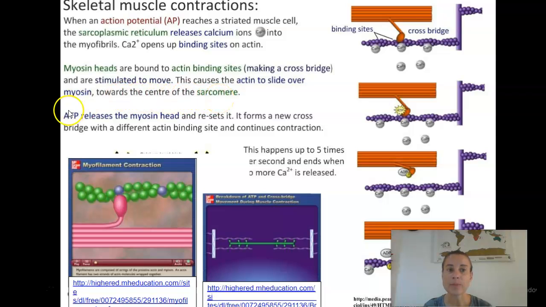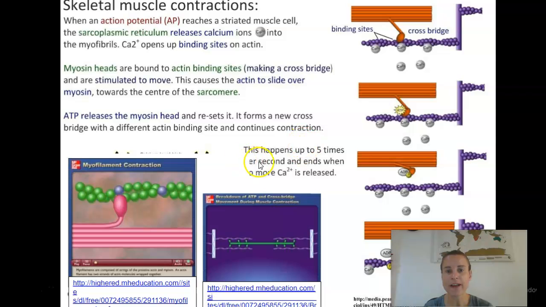ATP is then used, our energy currency. It's used to release the myosin head and reset it. Then it forms a new cross bridge with different actin binding sites and continues the contraction. Because ATP is needed for this, you would expect to see a lot of mitochondria in muscle cells, because there's a big requirement for energy.